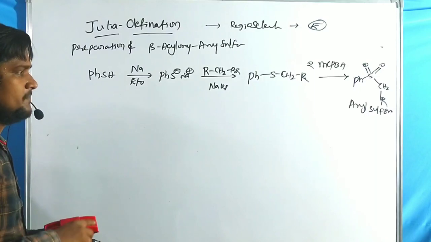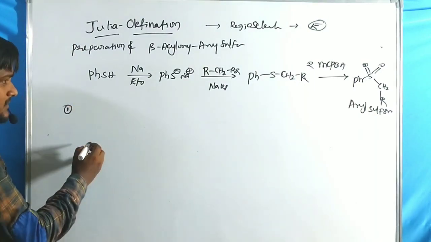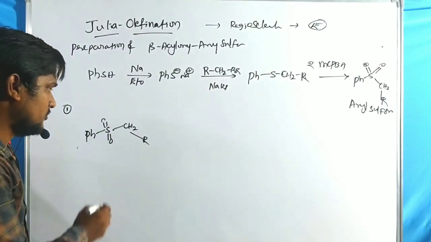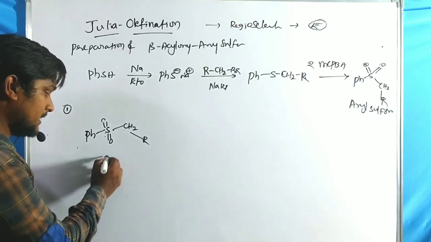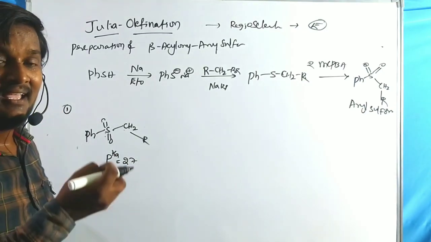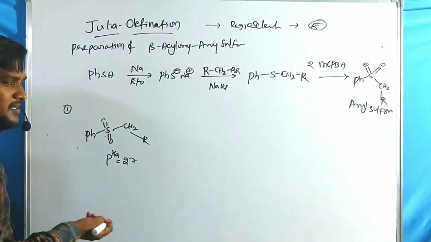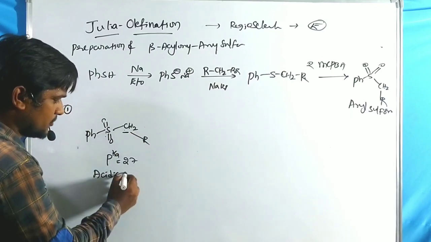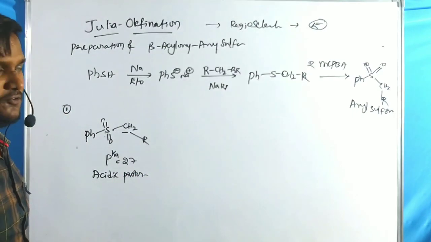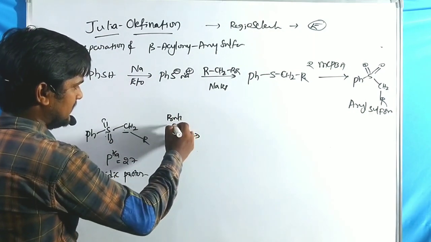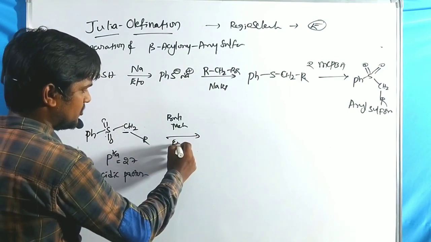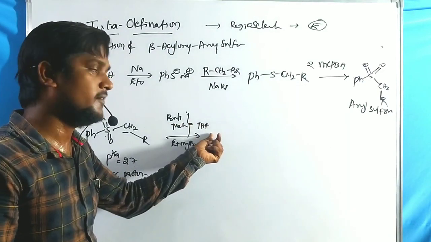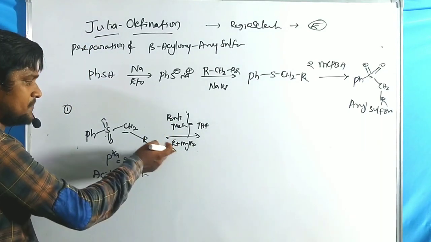Now we'll go through the first step with the aryl sulfone: phenyl S double bond O, S double bond O, CH2R. The sulfonyl-attached CH proton has a pKa value of 27, which is nearly like the ester-attached CH functionality. Those acid derivatives have acidic functionality, and here too it acts as an acidic proton due to its pKa value. Now we use bases like butyl lithium or methyl lithium or ethyl magnesium bromide in THF, tetrahydrofuran solvent. These bases abstract the proton from the aryl sulfone.